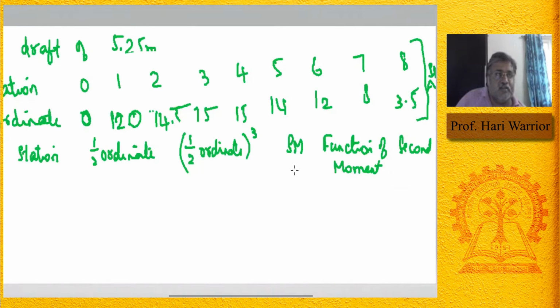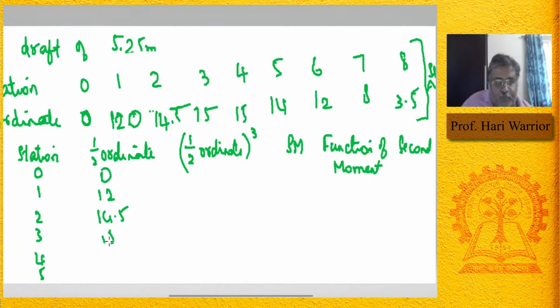So for this, what kind of Simpson's multiplier? Let me put it this way. Once you make this table, then it's very easy. If you make it like this, you will have the station, half ordinate given as 12, 0, 0, 0, 12, 14.5, 15, etc. And half ordinate cubed, you will have to find. What will be the Simpson's multiplier?